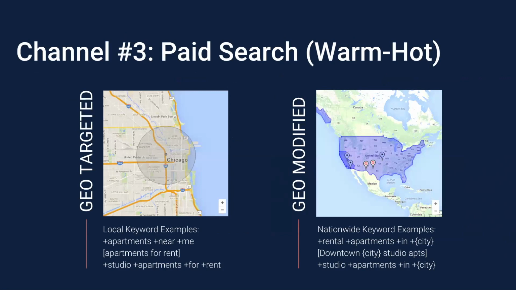Paid search. So this is the classic PPC, Google AdWords. This is what most people think of when they think of digital advertising. They think of search advertising. We showed you that SERP, the search engine results page earlier, of the paid results and the organic results. This is the paid results section of that. So this traffic is warm and sometimes even hot. I mean, people who are looking for apartments now are going to be the users that you're targeting with your paid search campaigns.